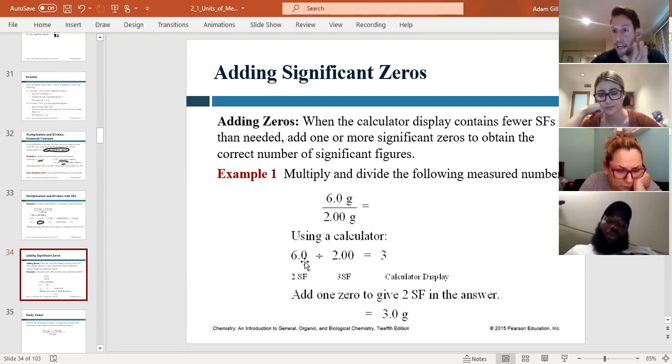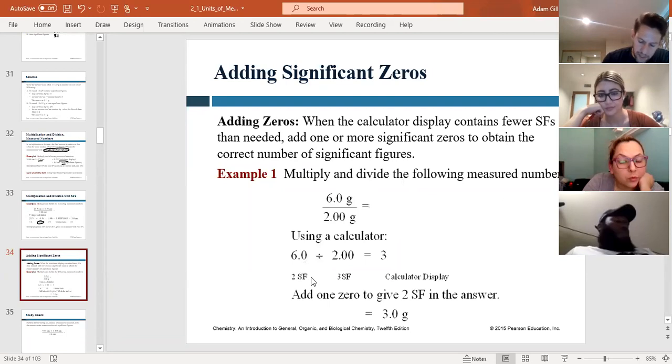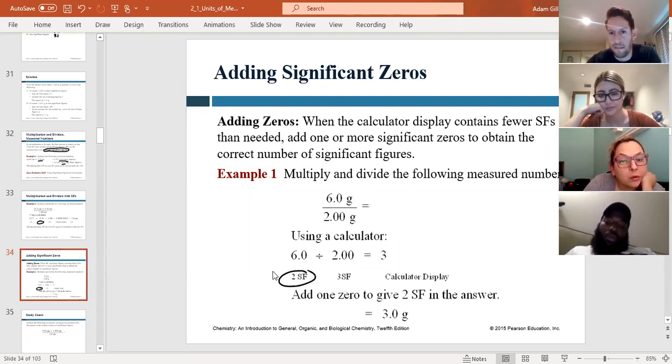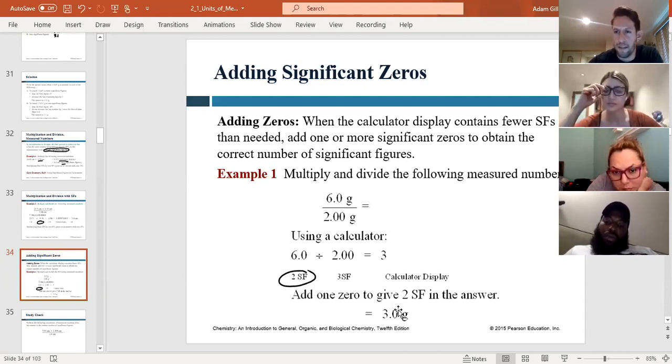So this is basically a more accurate measurement. This is exactly 6, right? Because you have 2 sig figs, your final answer needs to have 2 sig figs. So if you do 6.0 divided by 2.00, the calculator is going to spit out 3. But you need 2 sig figs, so it's got to be 3.0. It's a way to show the accuracy of your measurements. It's exactly 3.